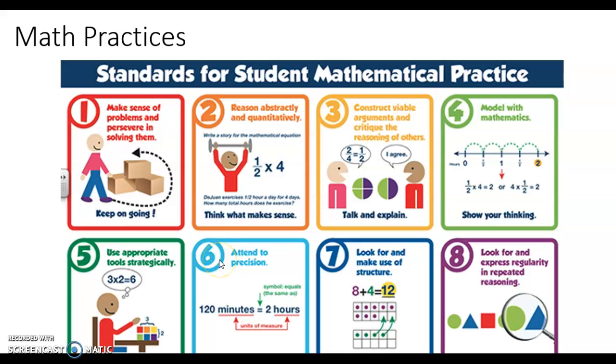Number 6 is attending to precision. So it's really important that you're not only checking your work, but you're making sure to include the correct labels on your answers. Number 7 is looking for and making use of structure. So it's important that when you look at the structure of math, you're able to see the patterns or connections between numbers. And the last one is look for and express regularity in repeated reasoning. Again, this is being able to see patterns or connections and being able to explain them using your reasoning.